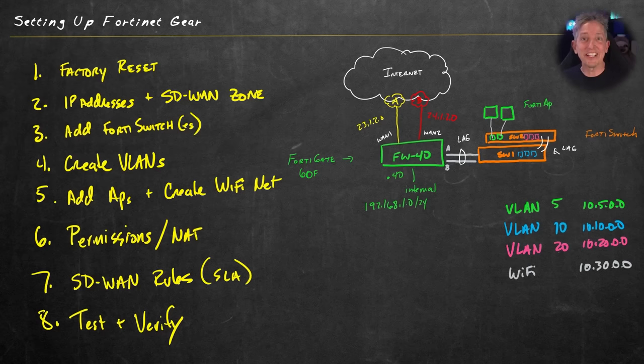So thanks for joining me in this journey as we started with defaulted configurations for the FortiGate, the firewall, the FortiSwitches, and the FortiAPs, and we built a functional network with internet connectivity, including the use of SD-WAN at the local FortiGate.